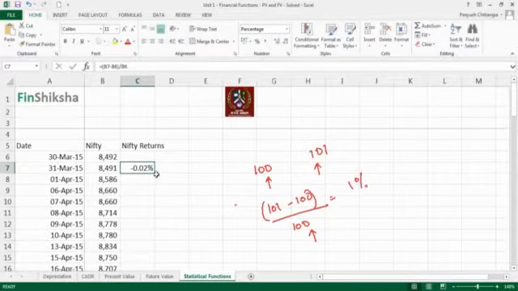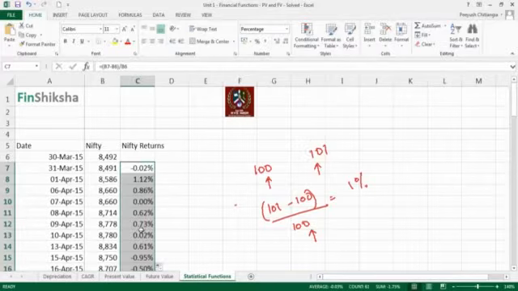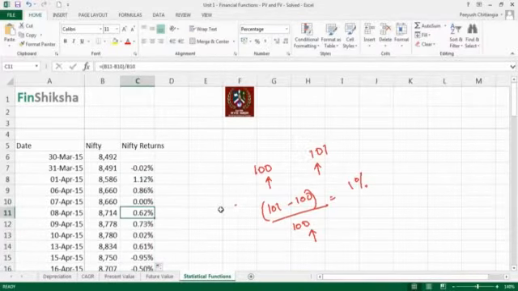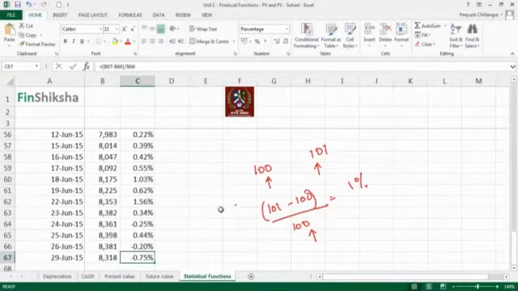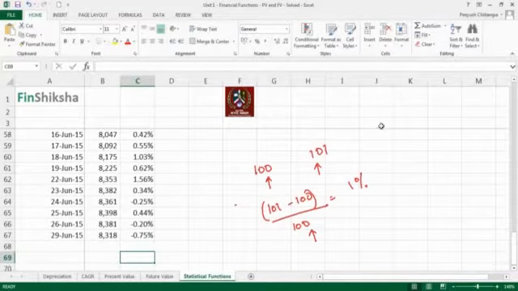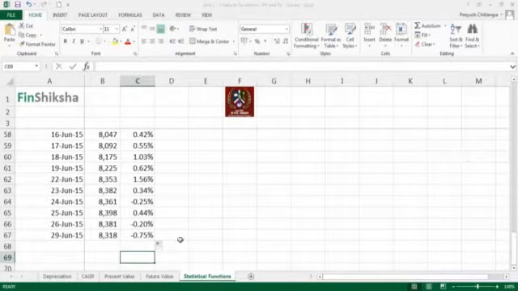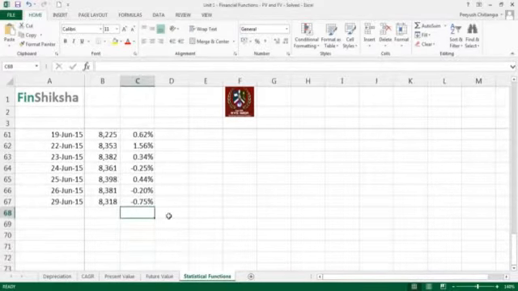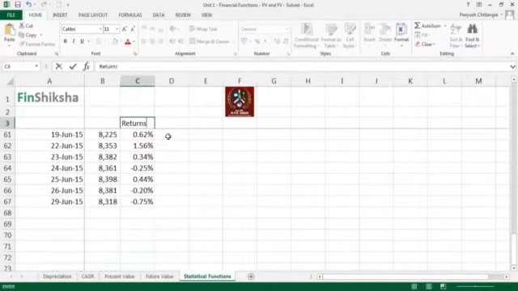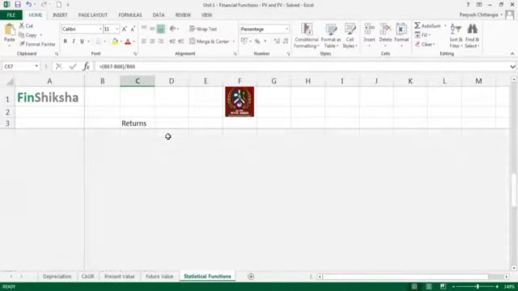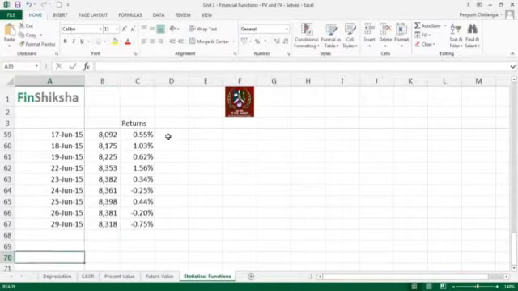Now I take the mouse cursor here and you see the small black plus sign that has gotten created. Double click and it will calculate returns for all the days all the way down till the last date data available, right? So this is the data set that we have. Column C gives us the returns and we are more concerned about these returns. So we are looking at returns and we're going to calculate everything on these returns.